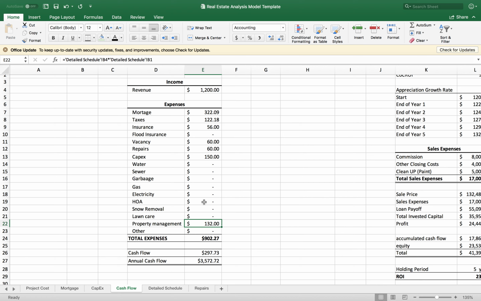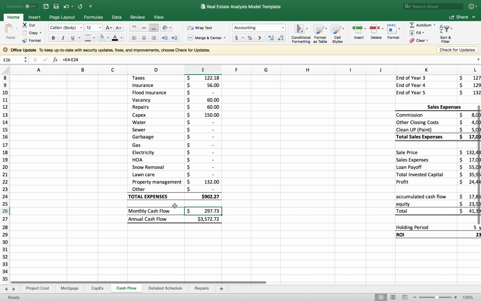Okay, and that gives us a grand total of $902.27. Now what I want to do is calculate my monthly cash flow, and I can label this as monthly cash flow, so it helps you with your spreadsheet. I have a monthly cash flow of $297.73, and the way that I've calculated that is I subtracted my total expenses from my total revenue, and that gives me my monthly cash flow.